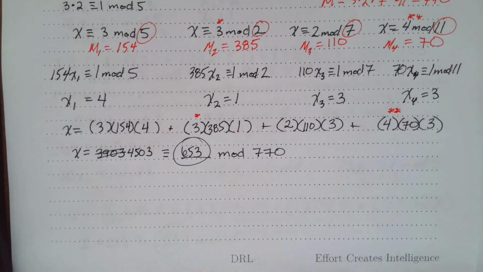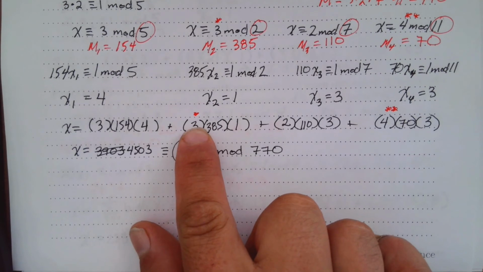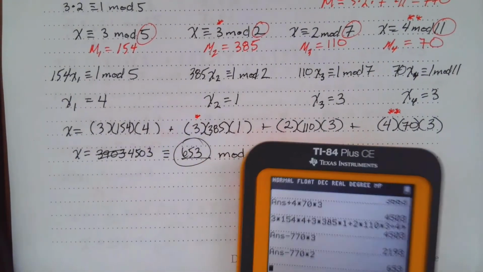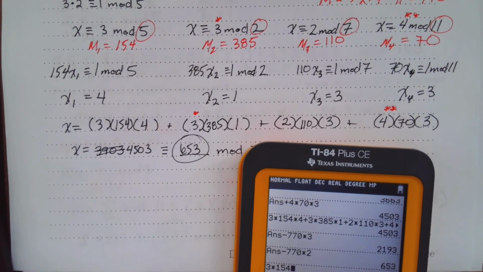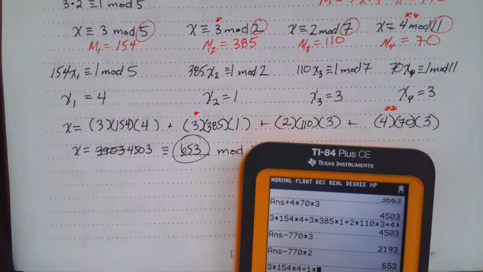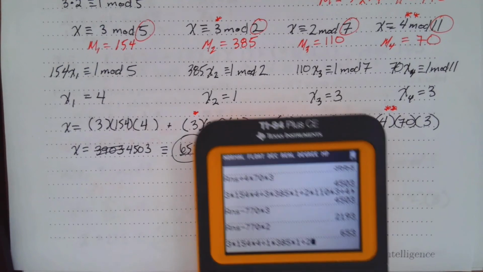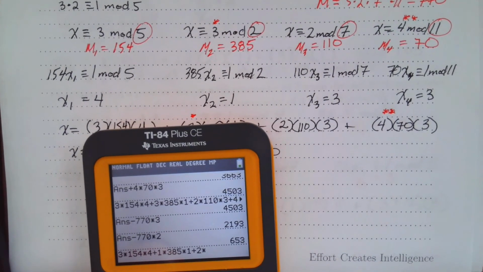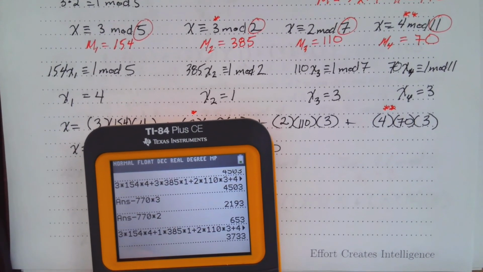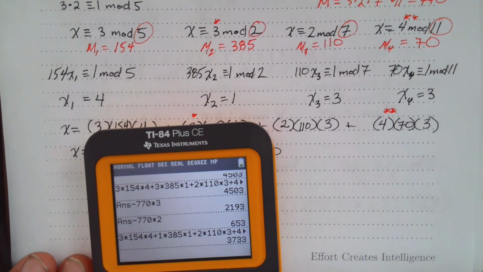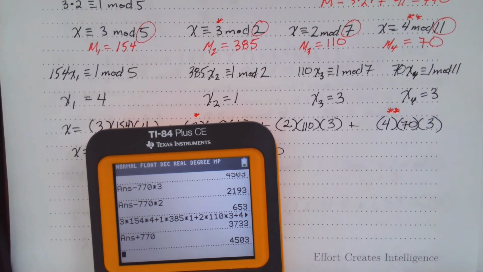Okay. Now, to show you that this would have been the answer if we had used a 1 here instead of a 3, let's check this out. Okay, and that is 3 times 154 times 4 plus 1 times 385 times 1 plus 2 times 110 times 3 plus 4 times 70 times 3, and that gives us 3733. And look what happens if I add 770 to that. That gives me my 4503, so we know that's going to work.